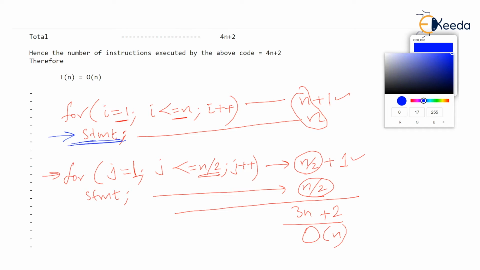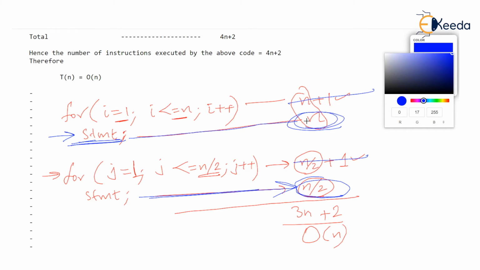The for loop runs from 1 to n, so the statement itself runs n times, isn't it? And how many times does this statement run in the next for loop? The for loop itself runs n by 2 times. j runs from 1 to n by 2. So the statement runs n by 2 times. And now we are ignoring this n plus 1, n by 2 plus 1, and all that.